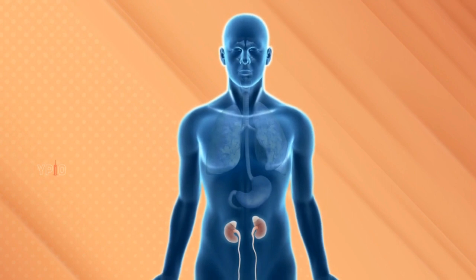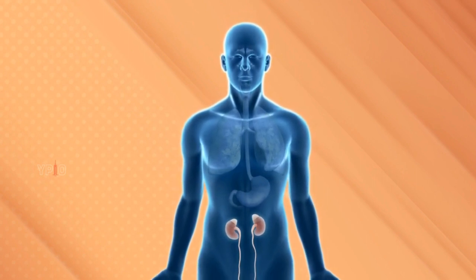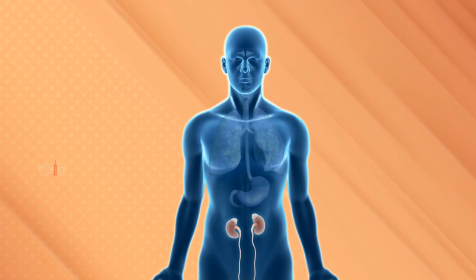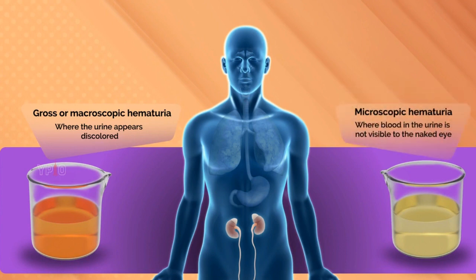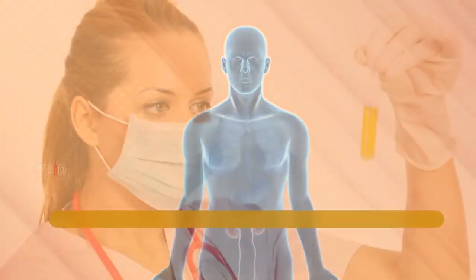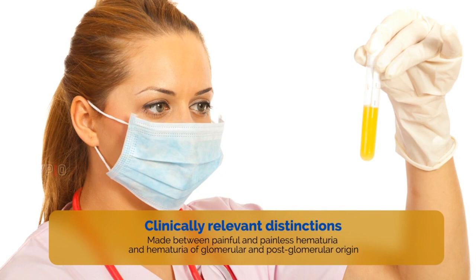Hematuria is a condition characterized by blood in the urine. It can be classified into two categories, namely, gross or macroscopic hematuria, where the urine appears discolored, and microscopic hematuria, where blood in the urine is not visible to the naked eye and is only visible under microscopic examination. Further, clinically relevant distinctions can be made between painful and painless hematuria and hematuria of glomerular and postglomerular origin.